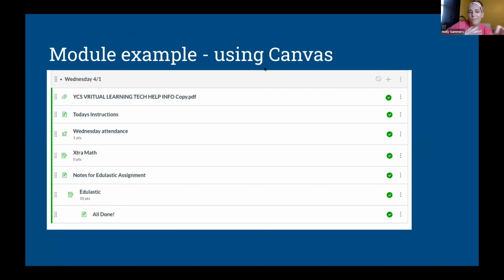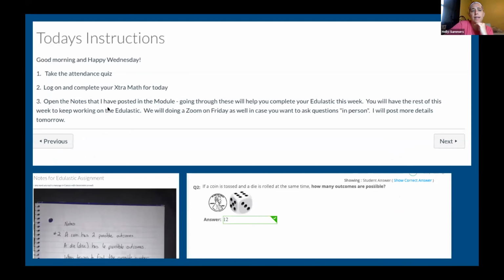We use Canvas, so this is how I used Edulastic within Canvas for kids to know what they needed to do each day. This was on April 1st, and this was their general things. Then you can see I provided notes that went along with the topic, and their Edulastic was linked right there, so they could go right to it from there. Again, the consistency was the big key for me in doing all of this. Then they would have their instructions specifically for today.